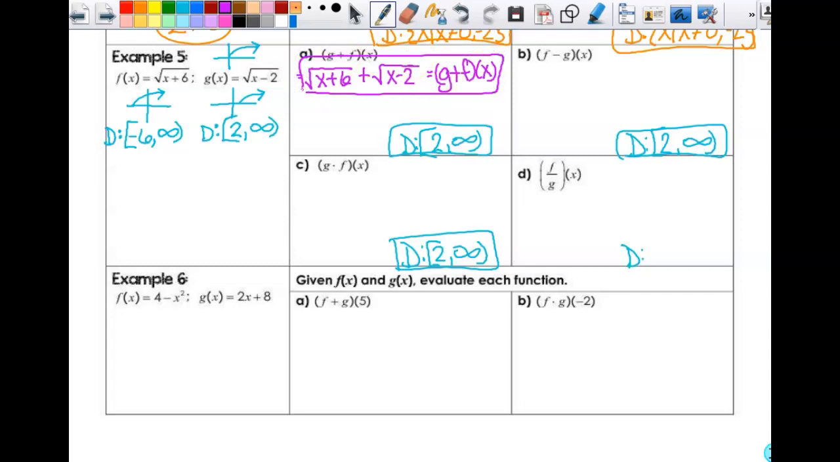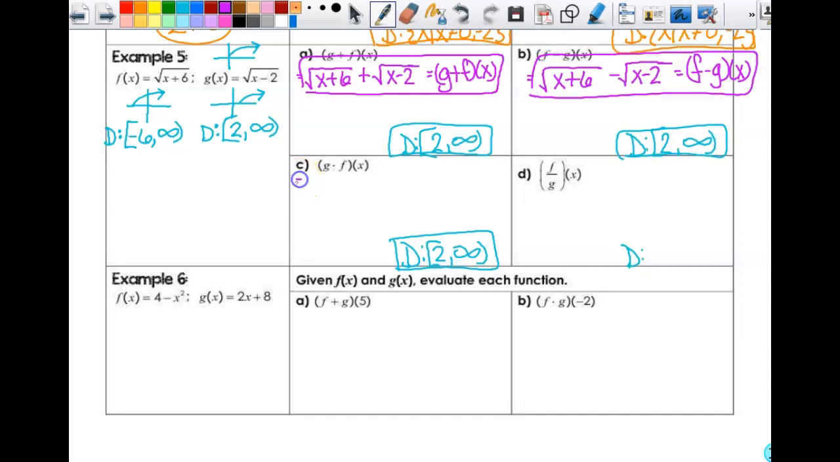The same thing happens for subtraction. Square root of x plus 6 minus the square root of x minus 2, right? So I can't actually combine them. Can I distribute this negative? No, because it's not parentheses. This is equal to f minus g of x. There you go.